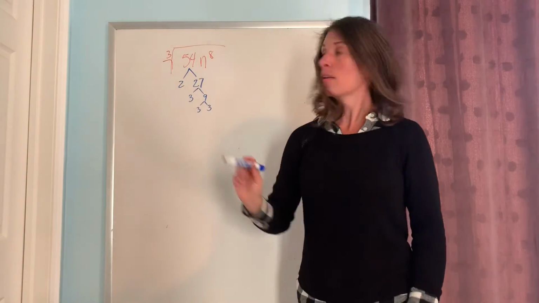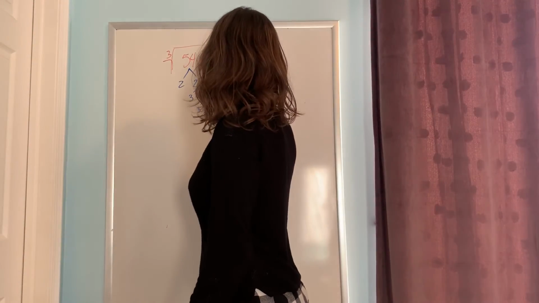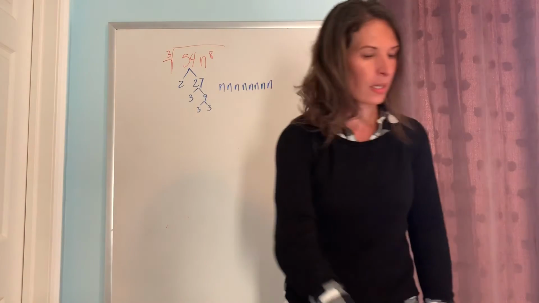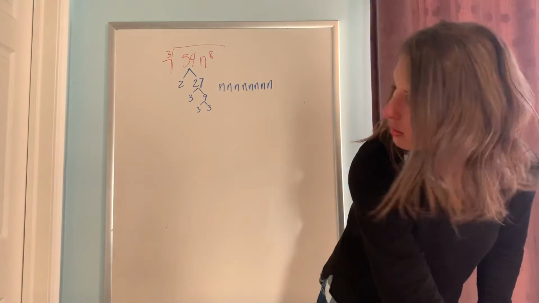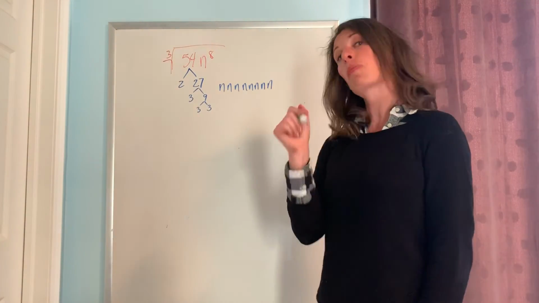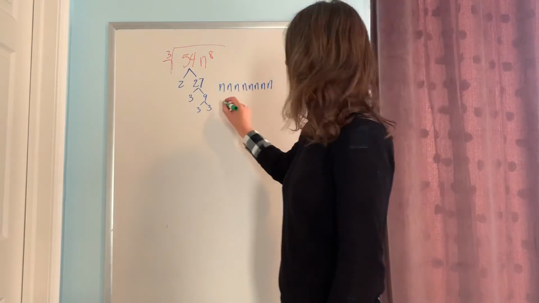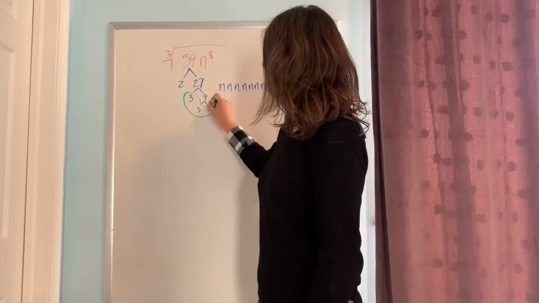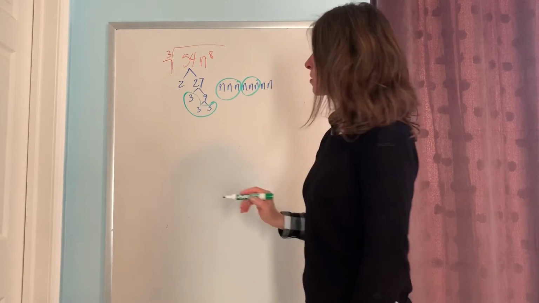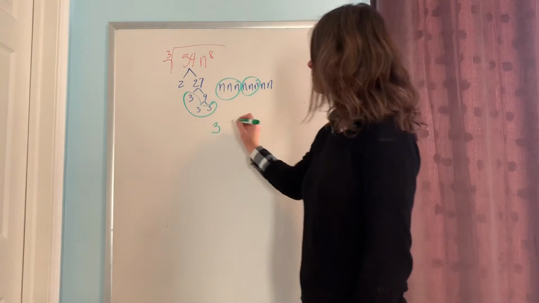So, let me finish up with the n's first. I need 8 n's. All right, to break it out of jail, I need 3. So anything that's in a group of 3 gets to come out of jail. Anything that's not stays in jail. So I have those. I have 3 because I have a group of 3.